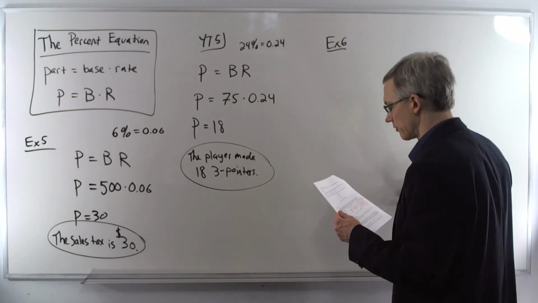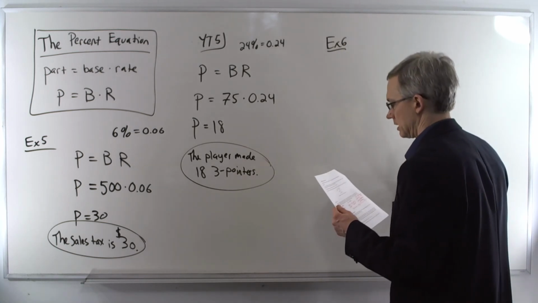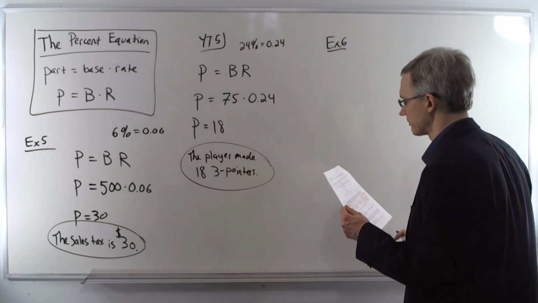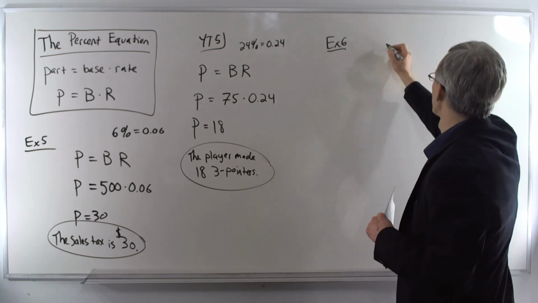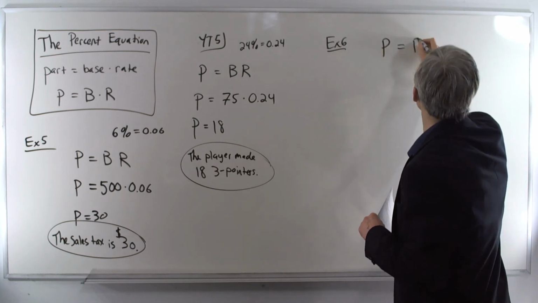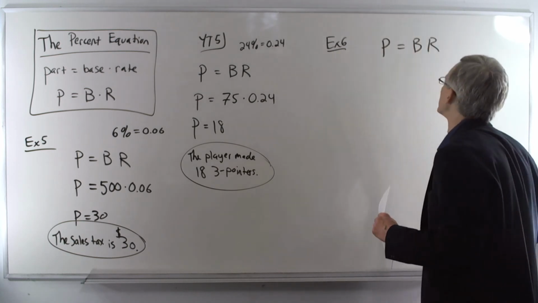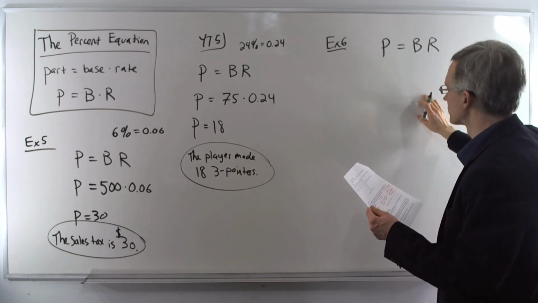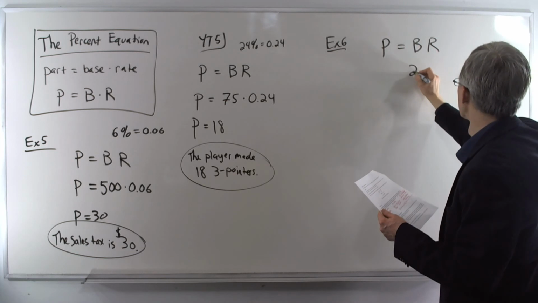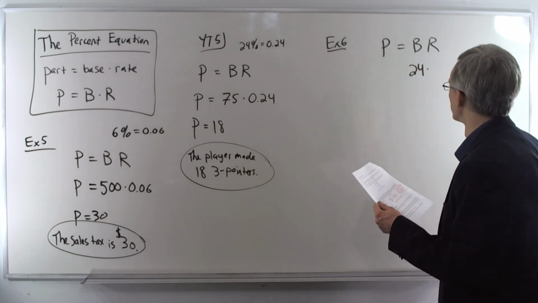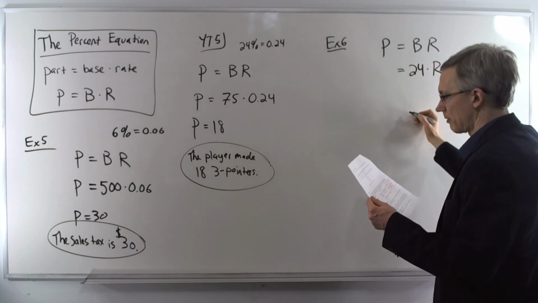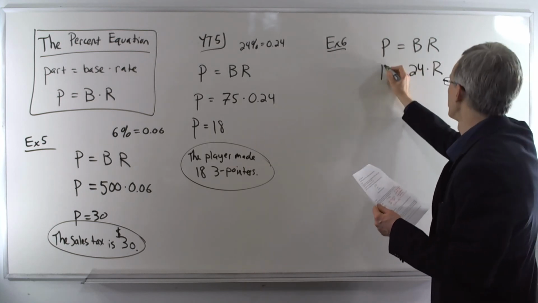Example 6, we have an unknown percent. So in a basketball game, a player made 13 of 24 shots. What percent of shots did the player make? So we'll start with the equation, PBR. The total number of shots is 24, so that's the base. We don't know the rate, that's going to remain a variable. And the part is 13. 13 were made out of 24.